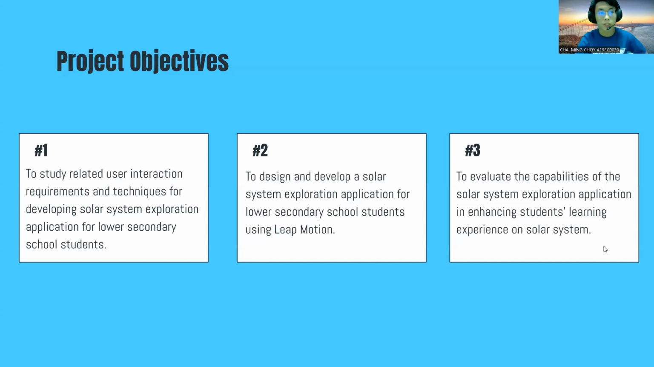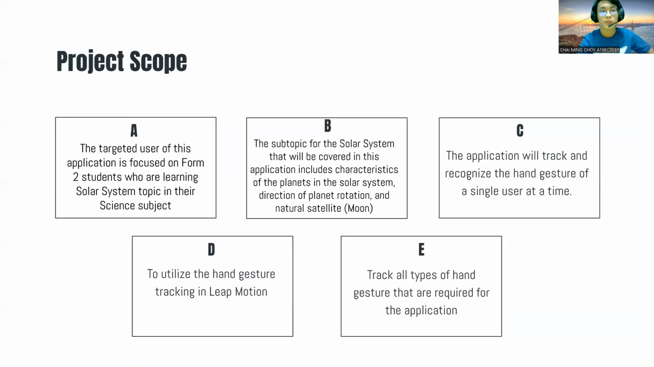So there are three main objectives of this project. First is to study the related user interaction requirements and techniques for developing the solar system exploration application for lower secondary school students. Second is to design and develop a solar system exploration application for lower secondary school students by using the Leap Motion device. And third is to evaluate the capability of the solar system exploration application in enhancing the students' learning experience on the topic of the solar system.